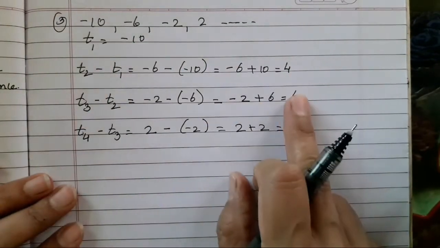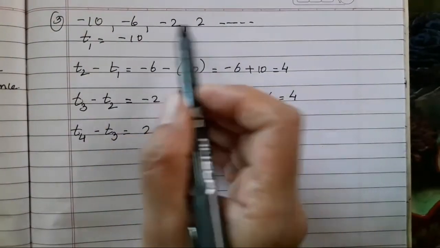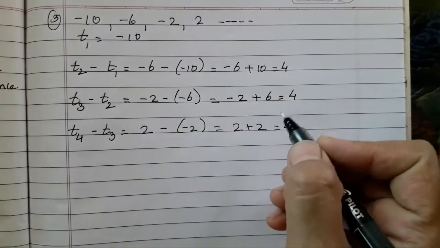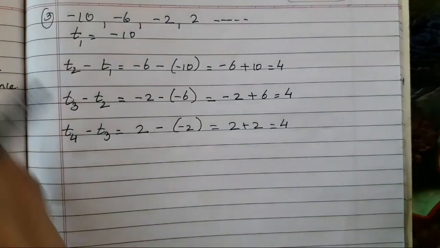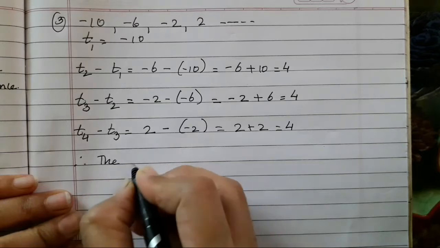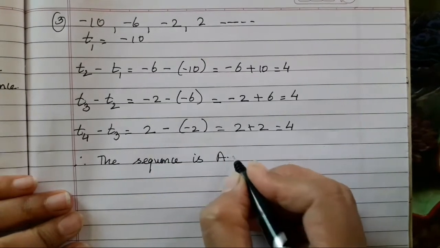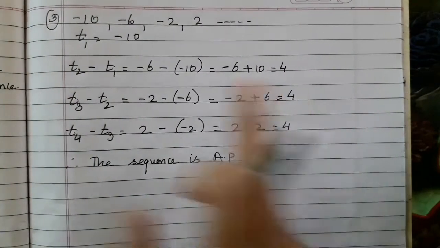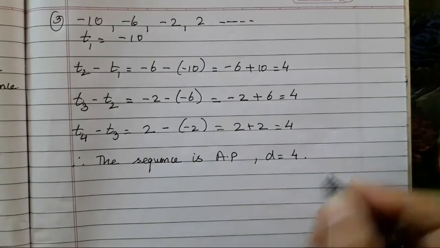So the difference between two consecutive terms, from the first term onward, is 4. The difference of consecutive terms is constant. Therefore, the sequence is AP because all the differences are the same. Therefore, D is 4.